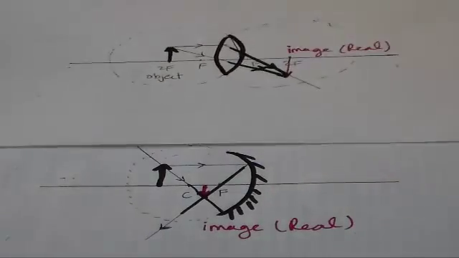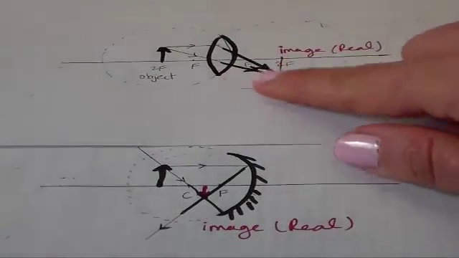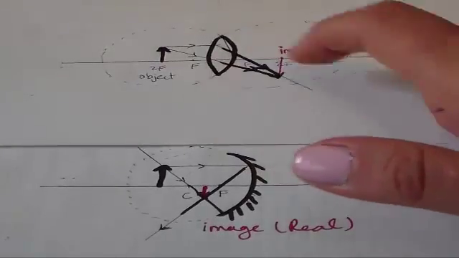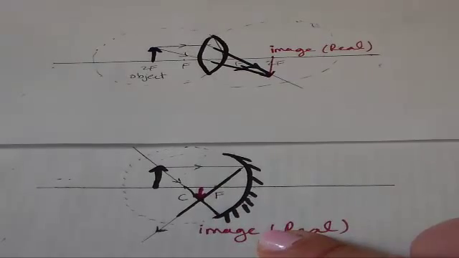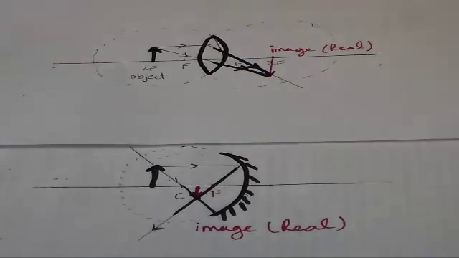However, as you can see, because this is a lens, the real image is on the other side, but here for the mirrors, the real image is basically on the same side as the object. So this essentially wraps up the whole real image versus virtual images.